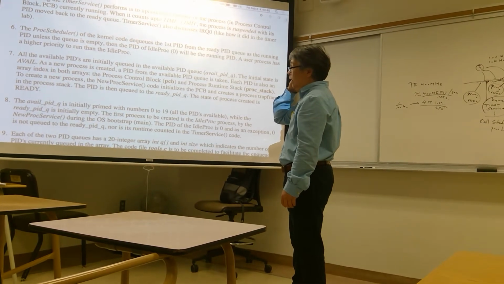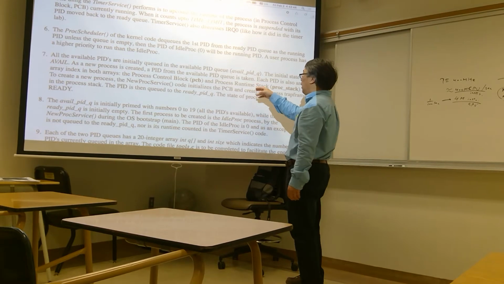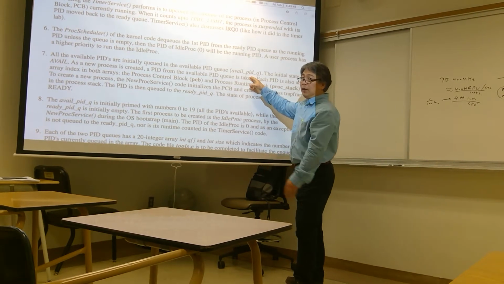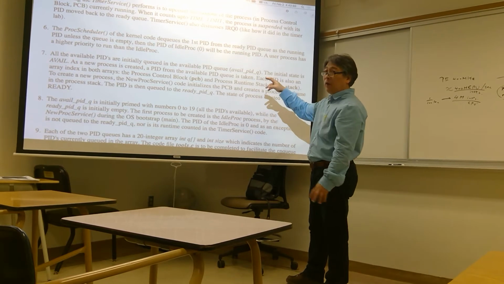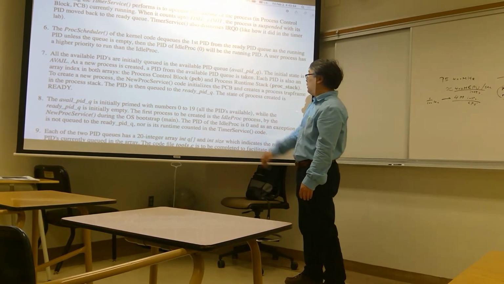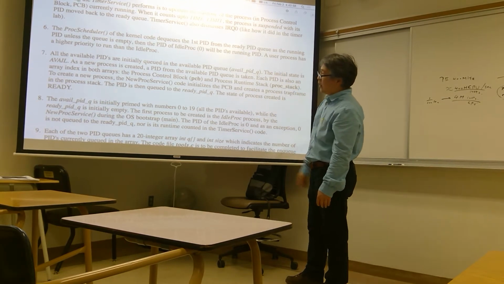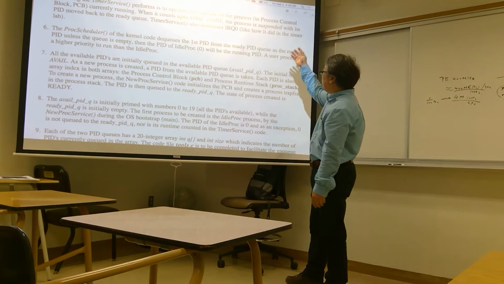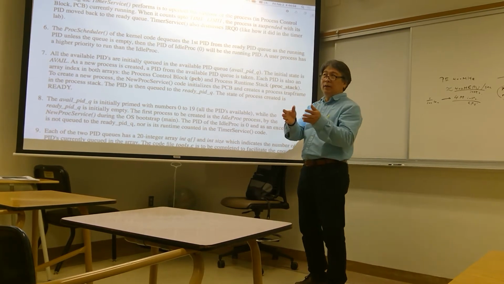Number 7, all the available PIDs are initially queued in the available PID queue. So this is PIDs from 0 through 19. We're only going to test 20 in the available PID queue. 0 through 19 is queued in there. The initial state is available for all of them in the PCB. So for every process there's a PCB. Initially they are not used.